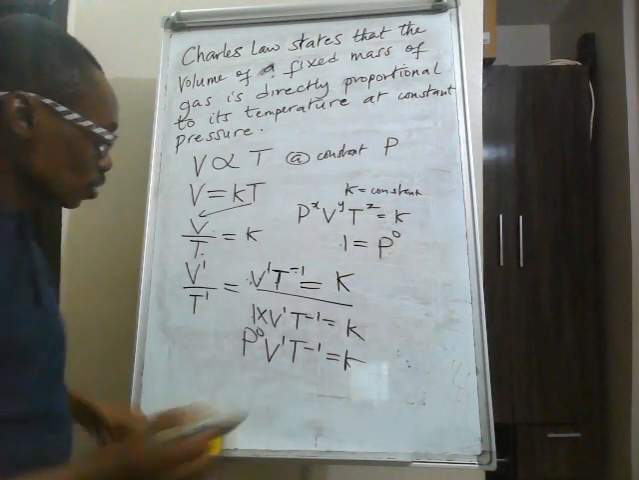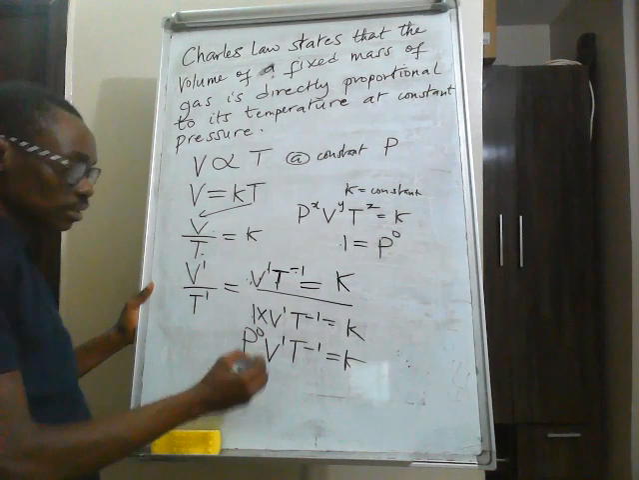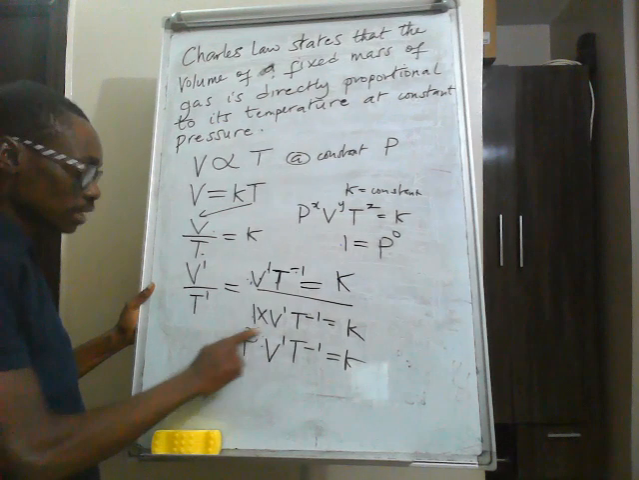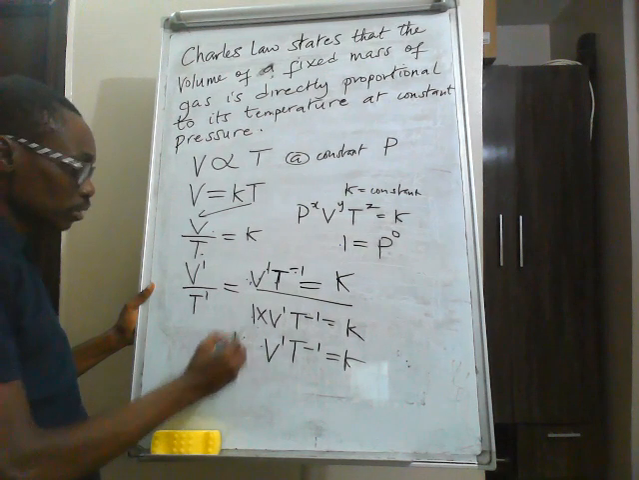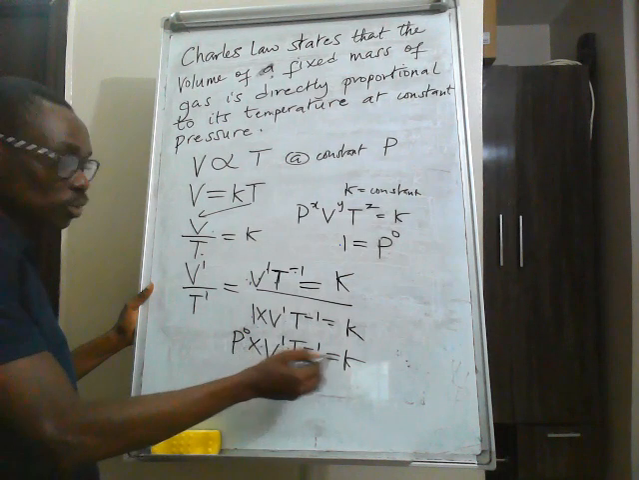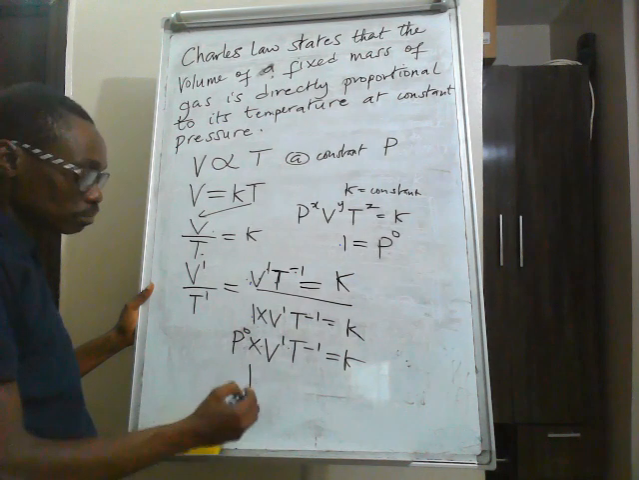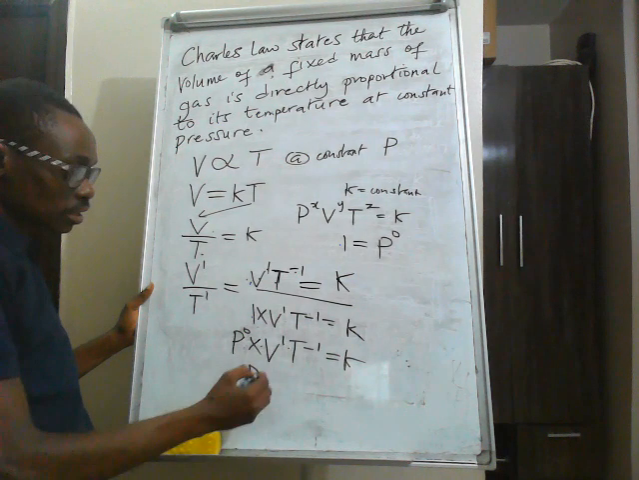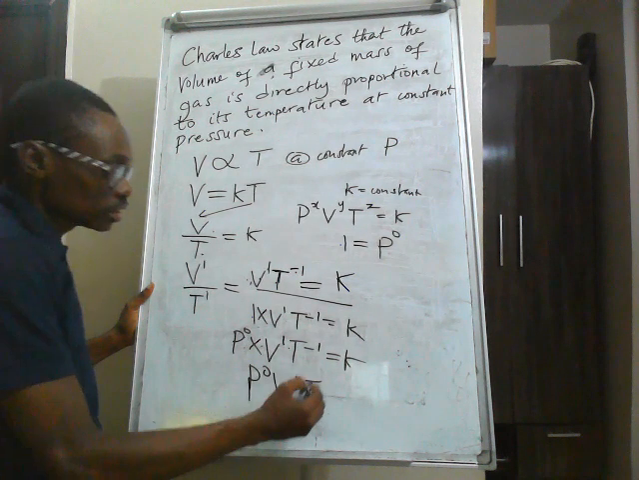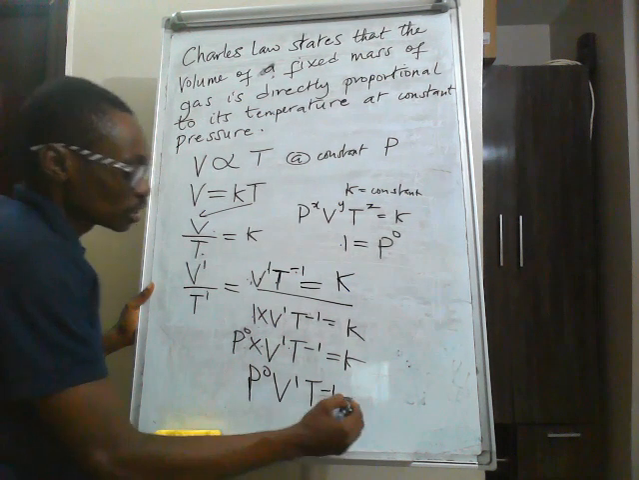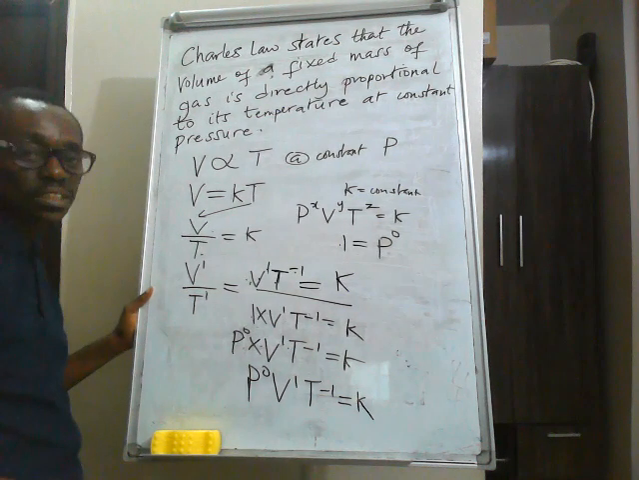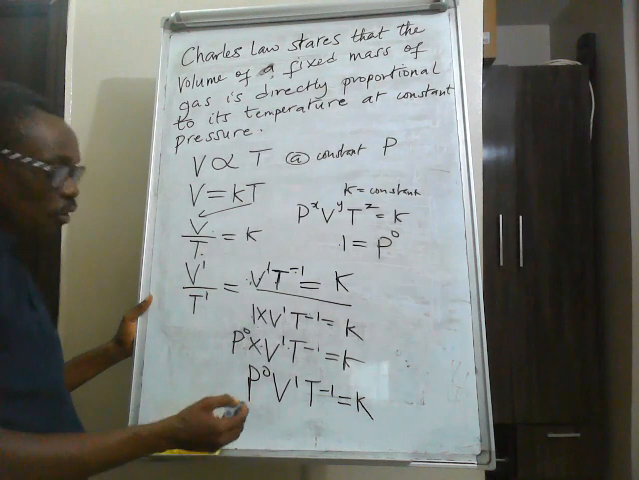Okay, so this is the same thing as that. Let me write this properly. P raised to power 0 times V raised to power 1, T raised to power minus 1 equals K. So this is P raised to power 0, V raised to power 1, T raised to power minus 1 equals K, equals constant.